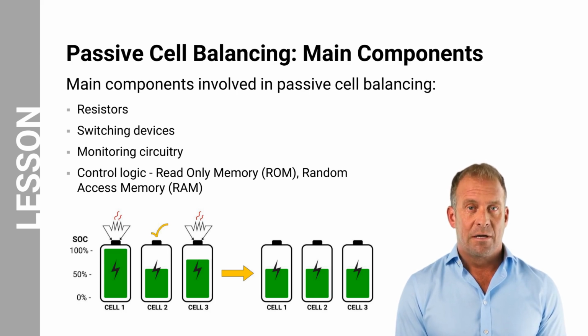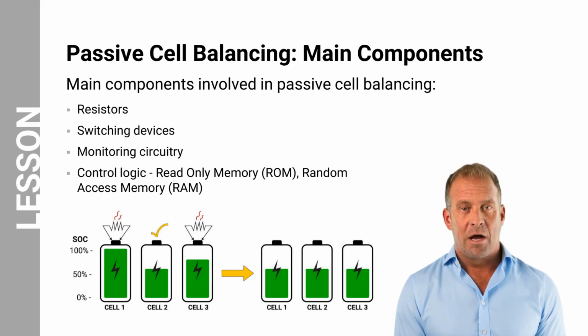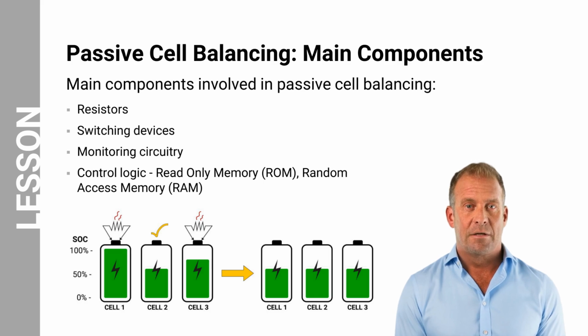Monitoring circuitry. This circuitry continuously measures the voltage of each cell in the battery pack. When it detects a voltage imbalance, it signals the control logic to initiate balancing. Control logic. Read-only memory, abbreviated as ROM, and random access memory, abbreviated as RAM. Control logic is part of the BMS firmware that determines which cells need balancing and activates the appropriate resistors. It uses algorithms to analyze the cell voltages and decide on the necessary balancing actions.